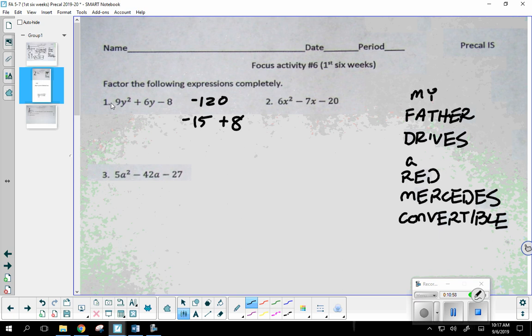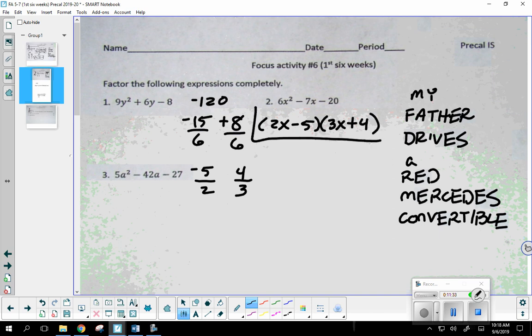I got my factors. Divide by 6. That's my leading coefficient here. So divide by 6. Simplify, reduce. Negative 15 over 6. Negative what? Negative 5 halves. Okay. What about 8 over 6? 4 thirds. Okay. And what would my two groups be? 2x minus 5 times 3x plus 4. There you go.